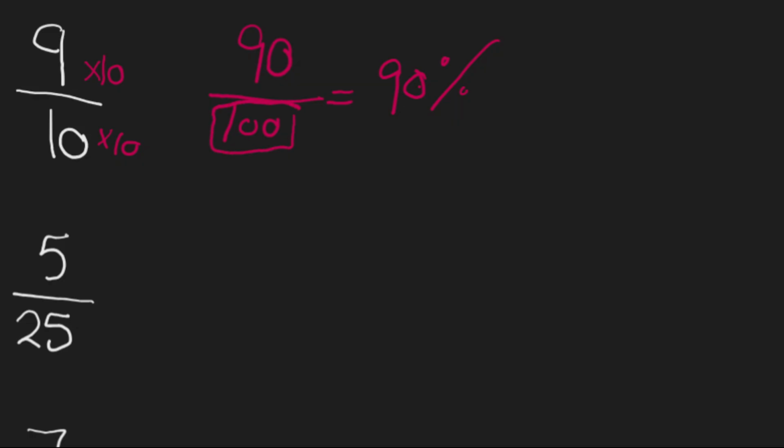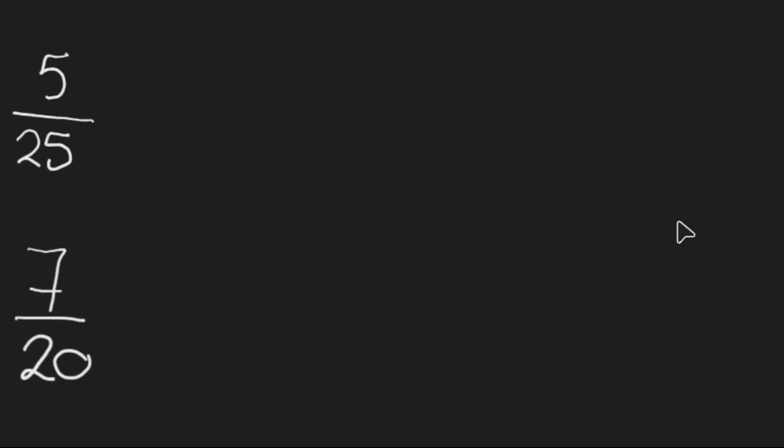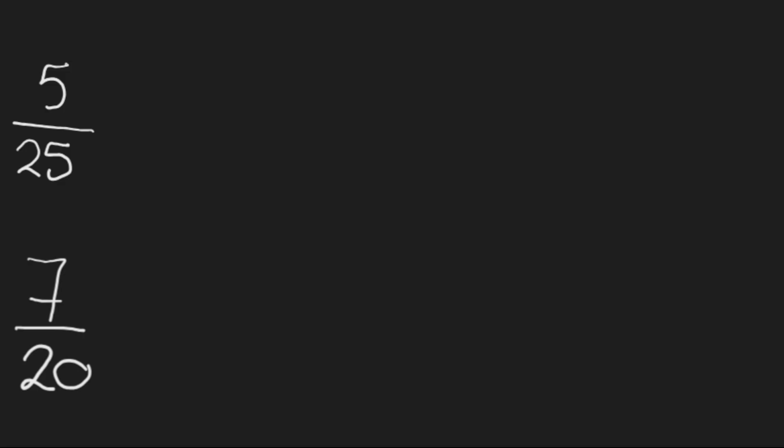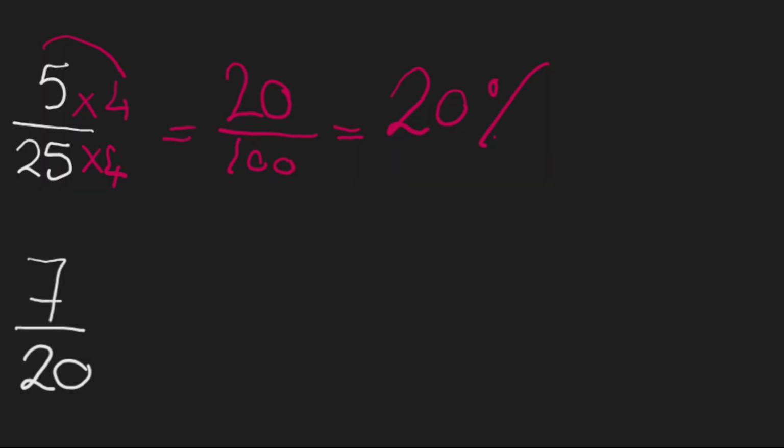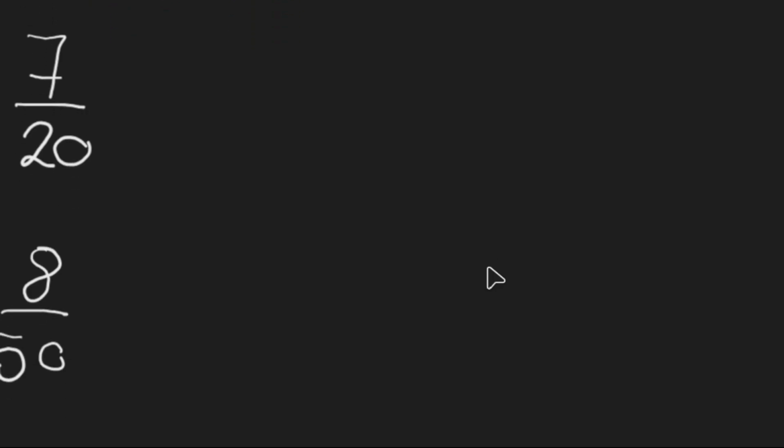Now 5 over 25. In the example above, we knew 4 times 25 is 100. So that means 25 times 4 is 100, and we multiply here by 4 also. 5 times 4 is 20. 25 times 4 is 100. So it's 20 out of 100, which is 20%. You got it. Do you get it? Now I'll do this one, and the last one is yours.